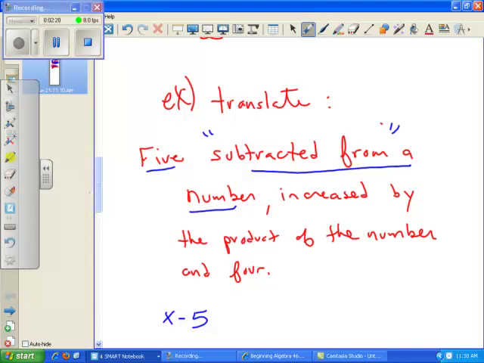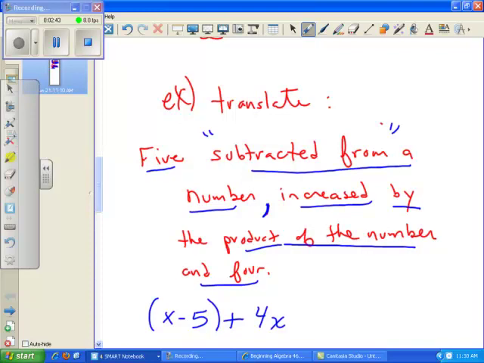So 5 subtracted from a number increased by, and notice the comma. I want this whole thing increased by something else. The comma is often a trigger that you're going to need parens as well. So that whole thing increased by the product of the number and 4. Product means multiply. So the product of 4 and a number, you could say 4 dot x, or you could just say 4x. Or we could just call this x minus 5, increased by 4x. All right, hope that helps.